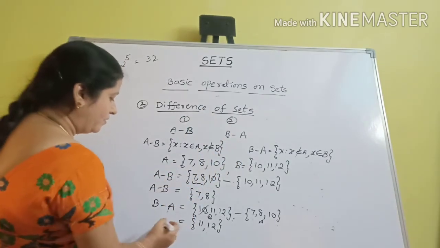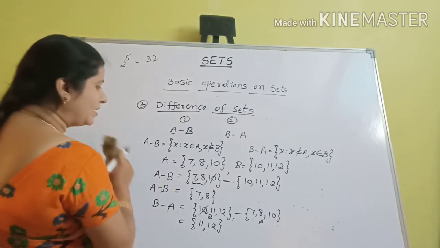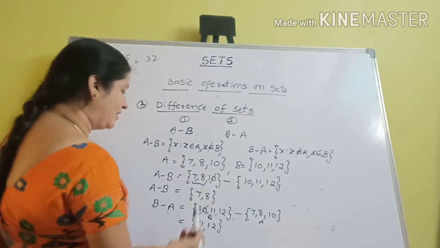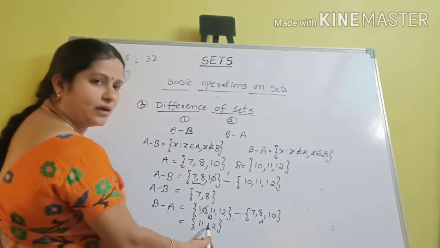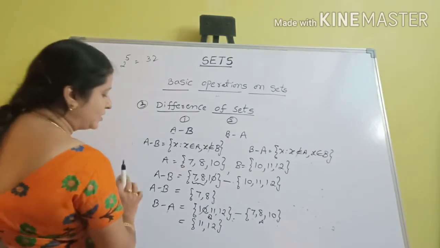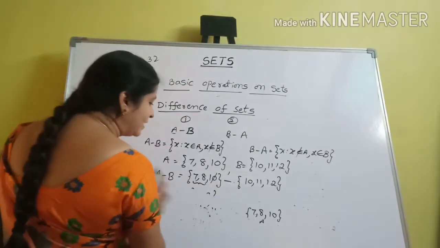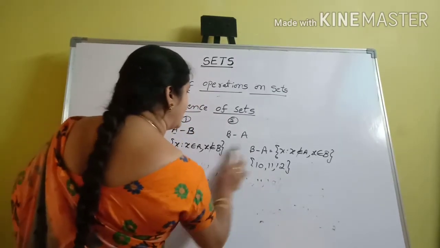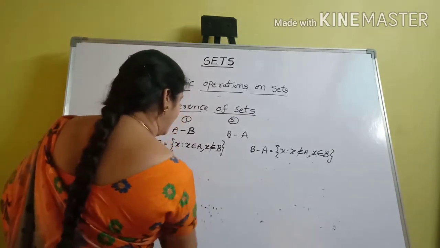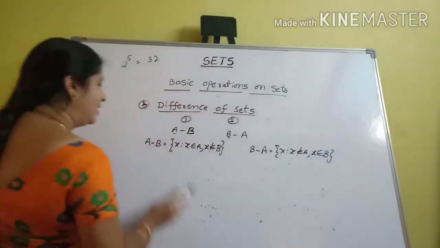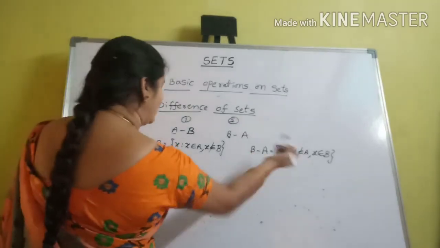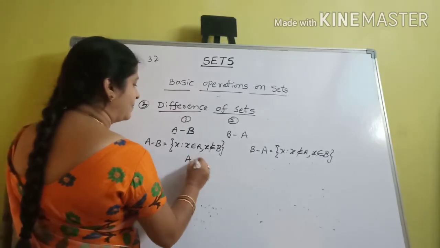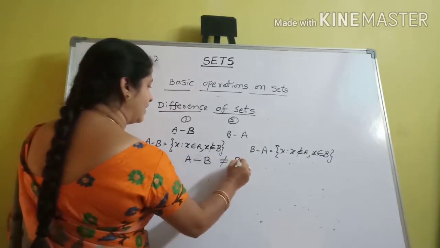So what is the observation here? A minus B value we got 7, 8. B minus A we got set of 11, 12. So what is the observation? A minus B and B minus A are not equal. A minus B is also a set, B minus A is also a set. So here we got A minus B not equal to B minus A.